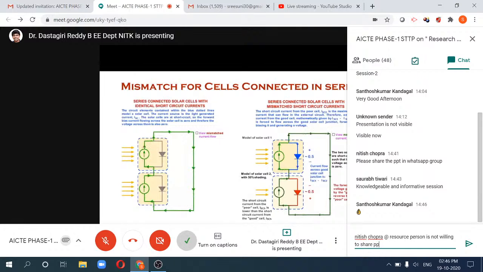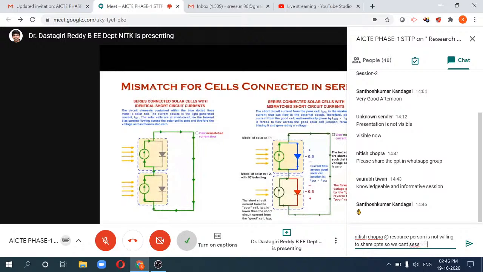So eventually the series connection gets disturbed. So there won't be any current path in that particular circuit. Okay, that's how even a single cell damage will result in the damage of the entire module. Okay, that's about series connection.